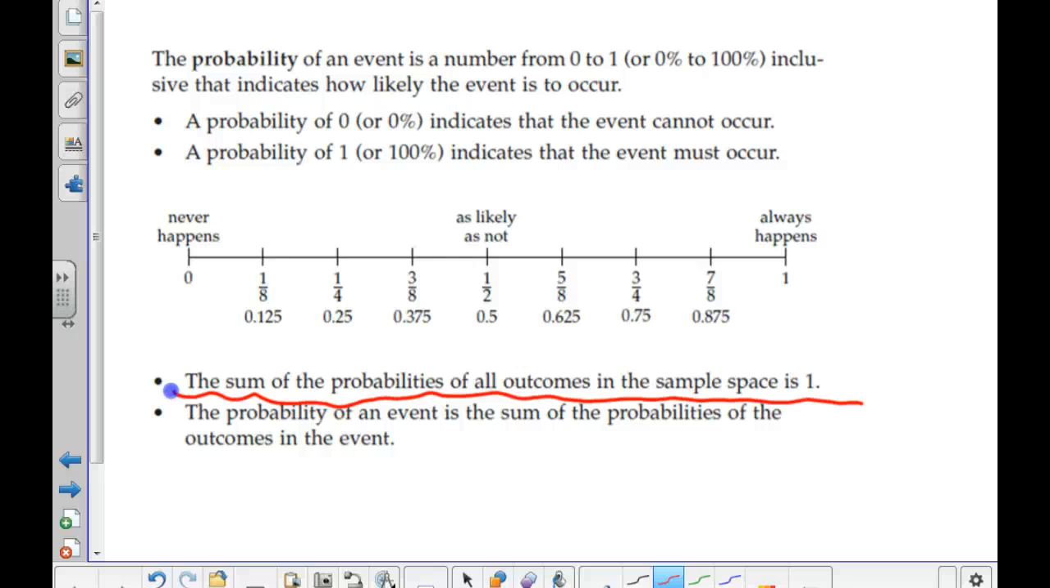Okay. The probability of an event is the sum of the probabilities of the outcomes in the event. In other words, if you wanted to roll an odd number on a die, you'd add up the probability of getting a 1 plus a 3 plus a 5, which would be 3/6, or 1/2. Okay, moving on.